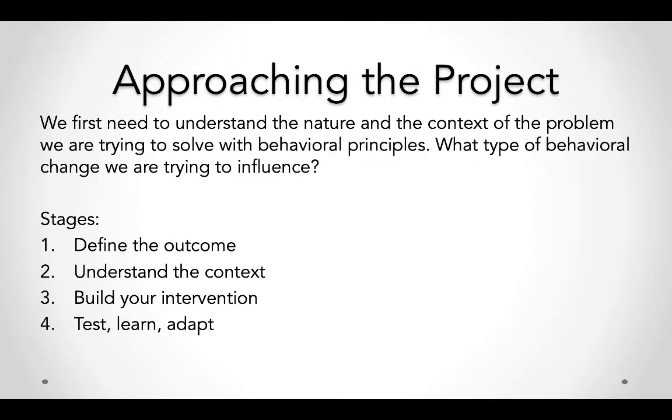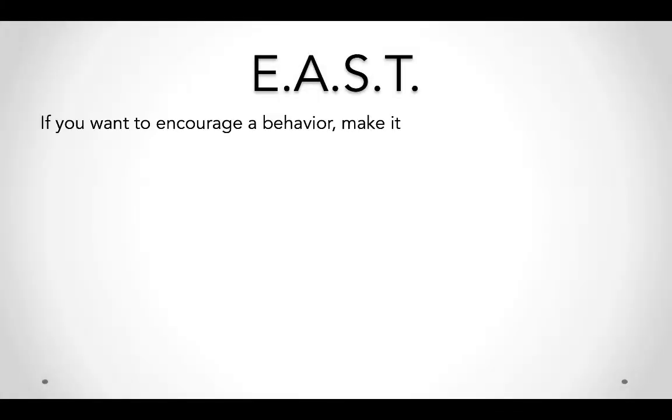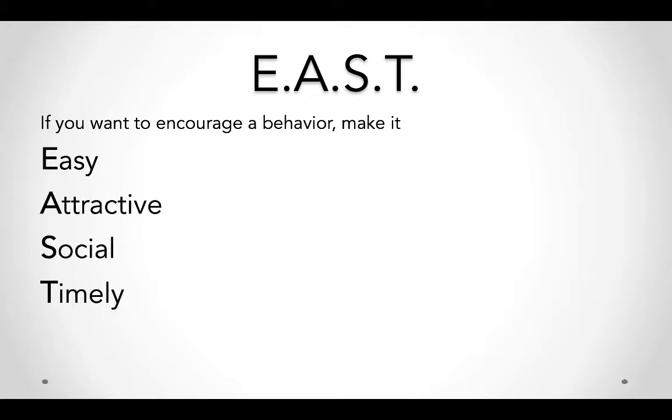All right, so this is the first framework, called the EAST framework. You can find it online. It was developed in 2010 by a team in the UK, and it has 4 steps. If you want to encourage a behavior, make it easy, attractive, social, and timely. We're going to take each one of them.